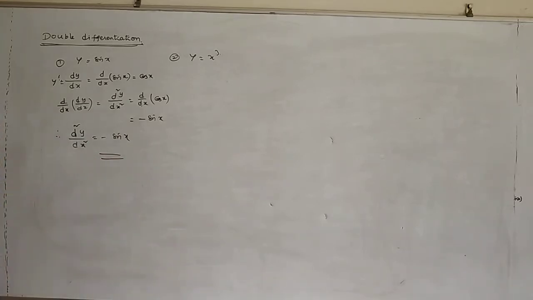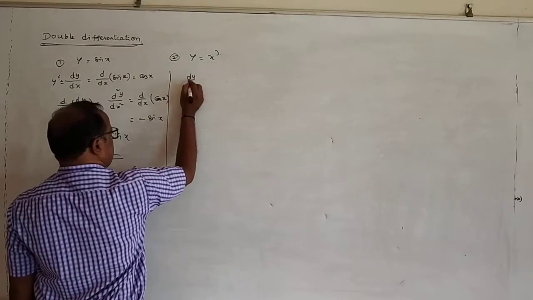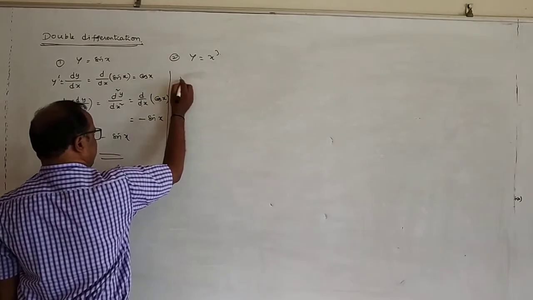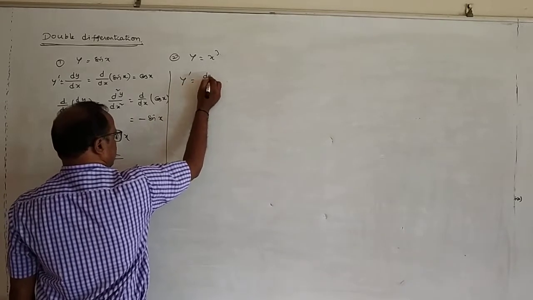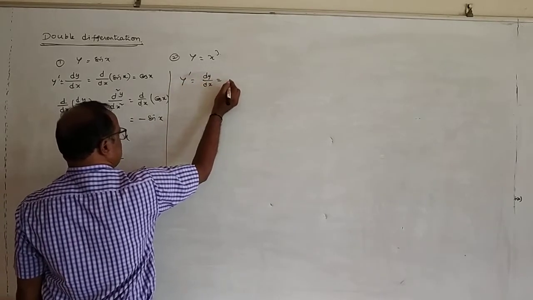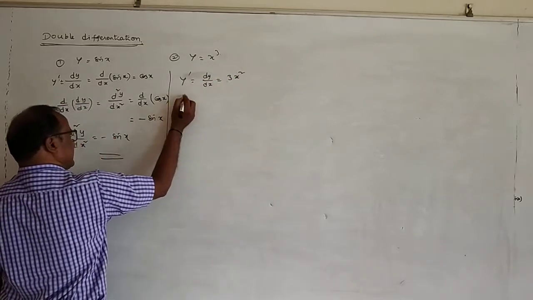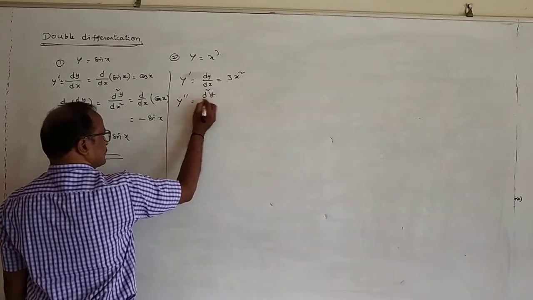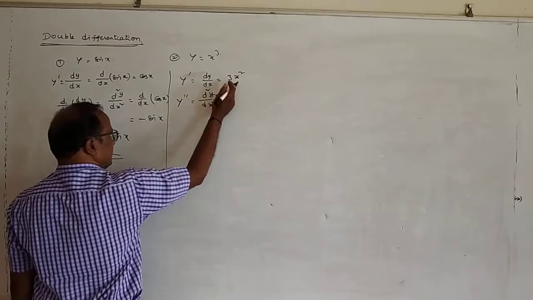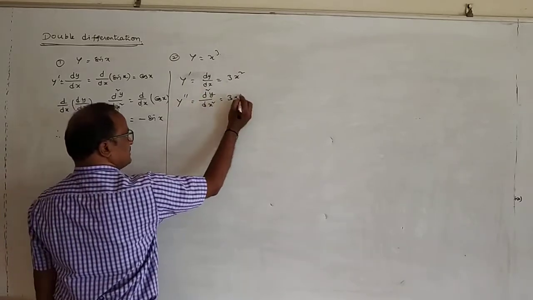Okay. Next one. Suppose if y is equal to x cube, what is the value of dy by dx? The first derivative of y with respect to x, y dash, is equal to dy by dx. What is this value? 3x square. And the second derivative, y double dash, is equal to d square y by dx square. Again this can be differentiated with respect to x. d by dx of 3x square is equal to 6x.